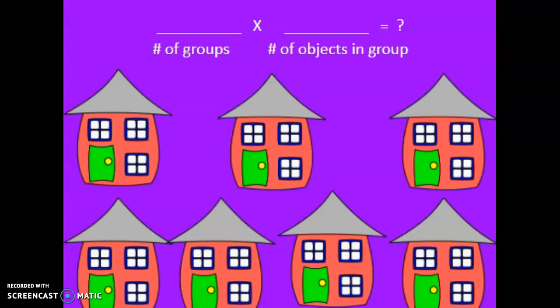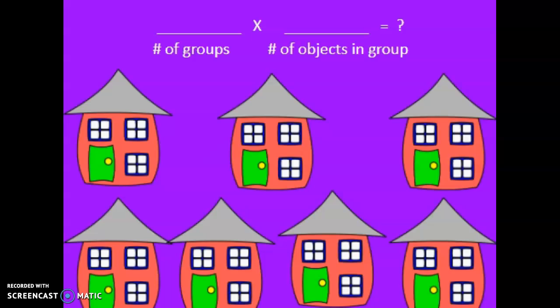For this particular picture, I want you to think about how many groups you see, and how many objects you see in each group. Now, I'm going to get specific with the question that I want you to answer. I want to know how many windows there are in all.